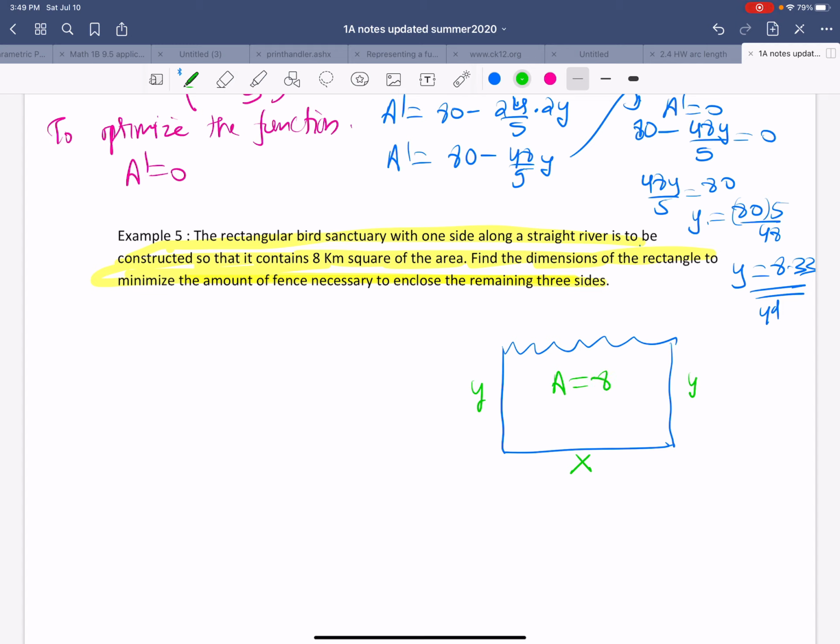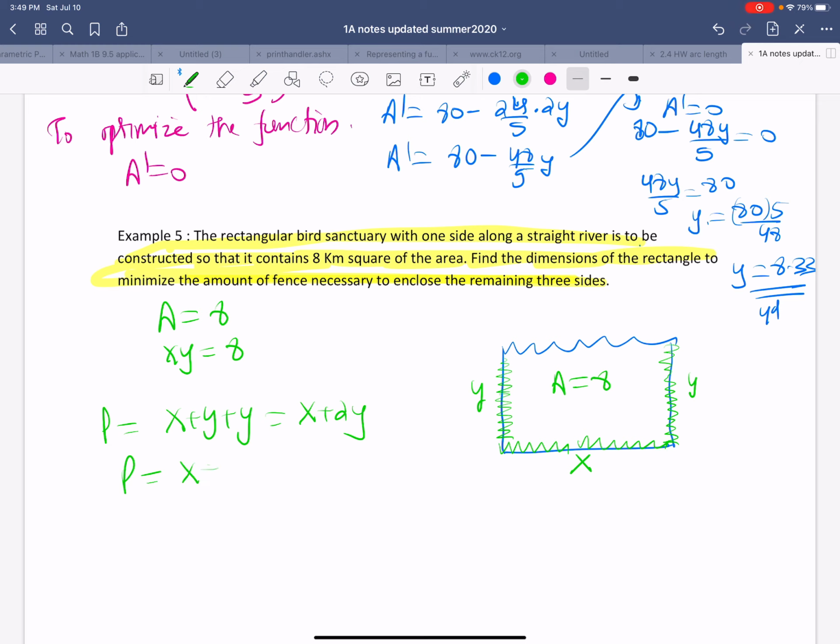We want the area to be equal to 8. And we want to use the least amount of fence, so we want to minimize the perimeter of the fence in this case. The area is 8. That means x times y is 8. The perimeter is what we want to minimize. We want to minimize the length of fence we use, which is going to be x plus 2y.